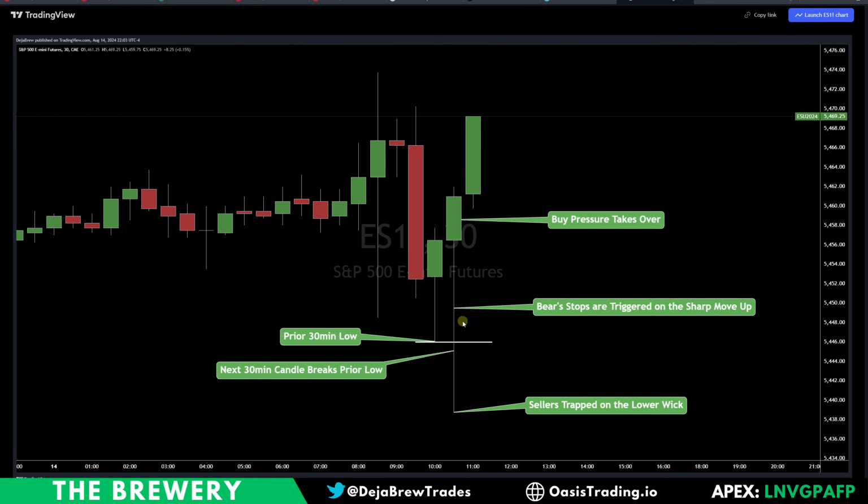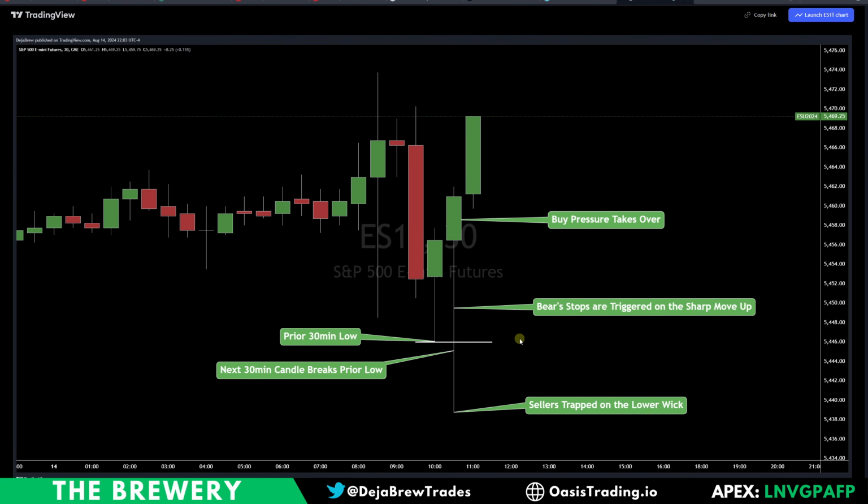So in this case, what is happening is we have that prior 30-minute low. The next 30-minute candle breaks that level. It breaks the low of that candle. The sellers are then trapped on the low of the wick, so they get bought up very quickly. The bears' stops are triggered on the sharp move up.